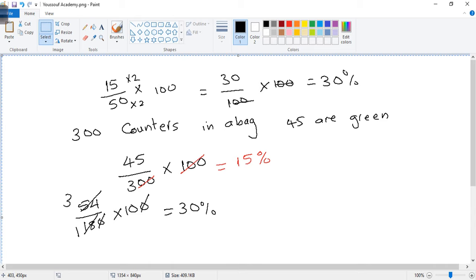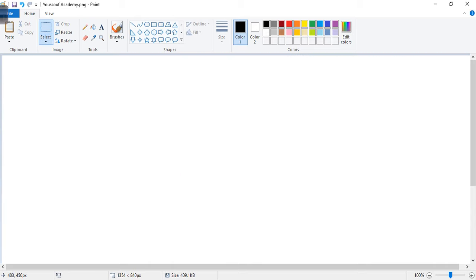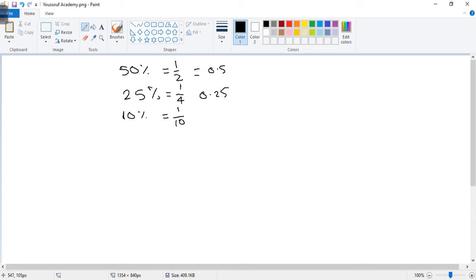Let us have a look at another percentage without using the calculator. For example, 50% is equal to half. 25% is equal to 1/4, and 10% is equal to 1/10. That means this is 0.5, and this is 0.25, and this is 0.1. That's how to work in a different way.